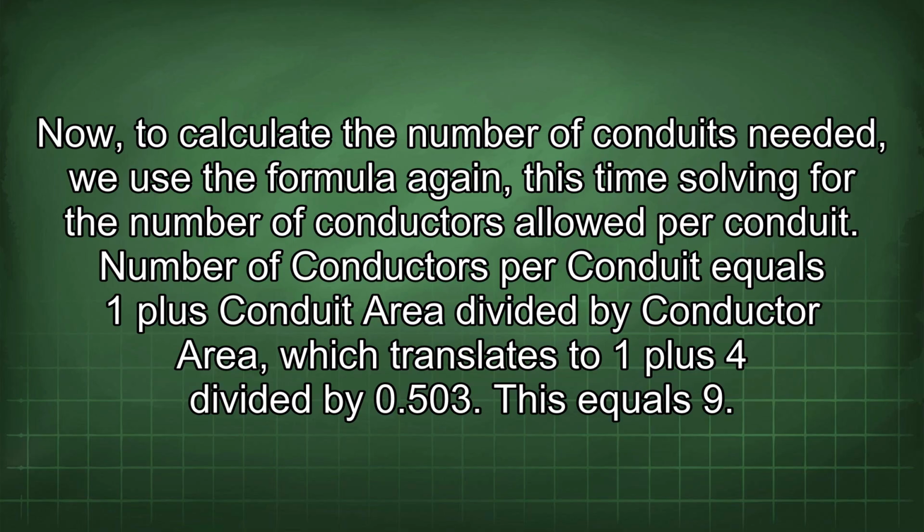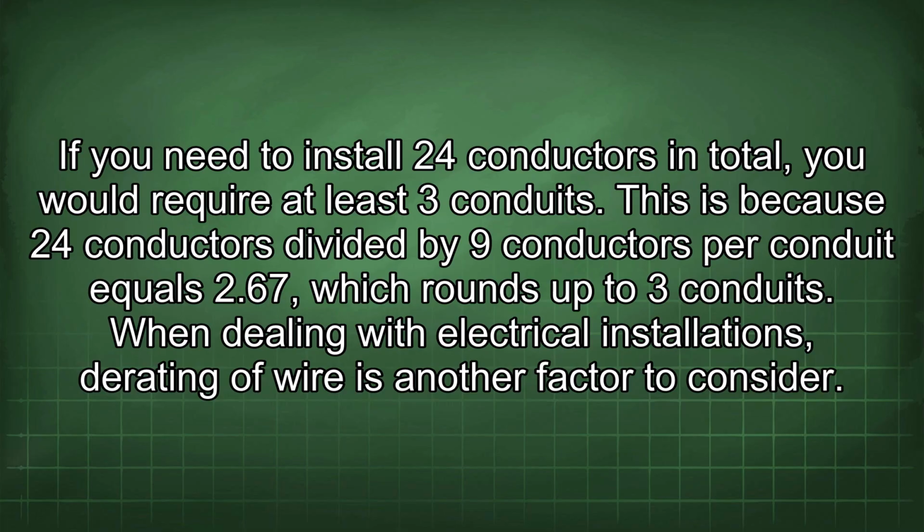Now, to calculate the number of conduits needed, we use the formula again, this time solving for the number of conductors allowed per conduit. Number of conductors per conduit equals 1 plus conduit area divided by conductor area, which translates to 1 plus 4 divided by 0.503. This equals 9. If you need to install 24 conductors in total, you would require at least 3 conduits. This is because 24 conductors divided by 9 conductors per conduit equals 2.67, which rounds up to 3 conduits.